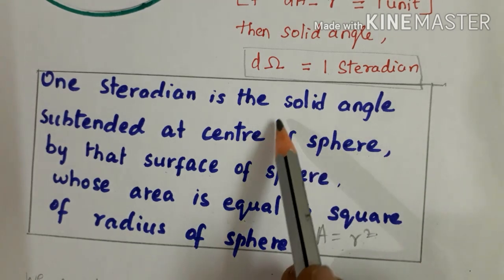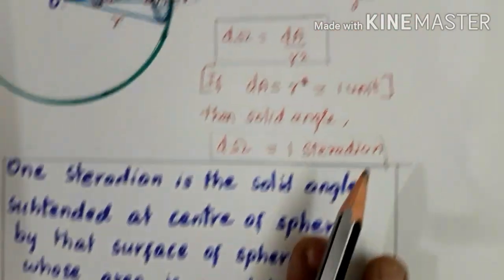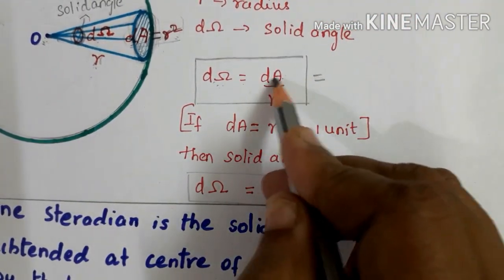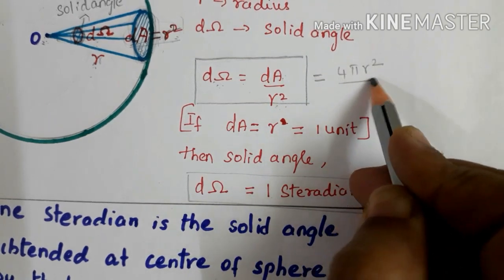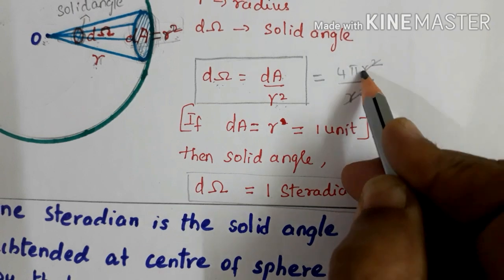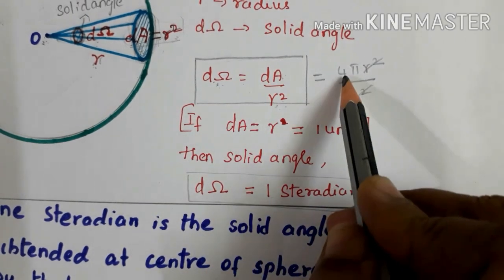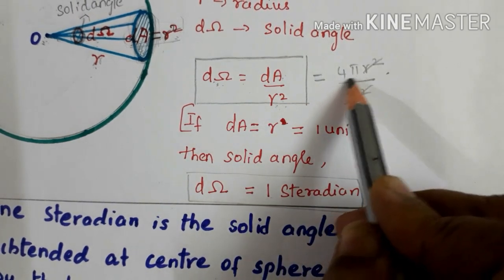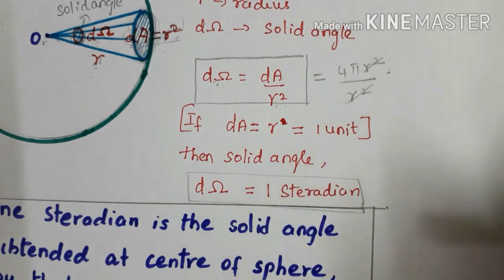What will be the maximum angle this steradian can take, children? You can write the surface area of the sphere is 4 pi r square, divided by r square, this cancels. So the solid angle can be 4 pi steradians. Solid angle can take only a maximum value of 4 pi steradians. This also you can note down. Thank you.